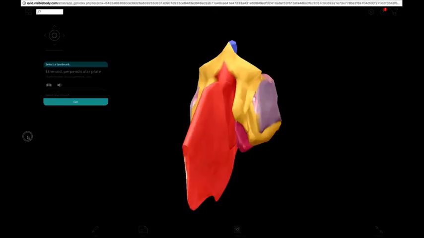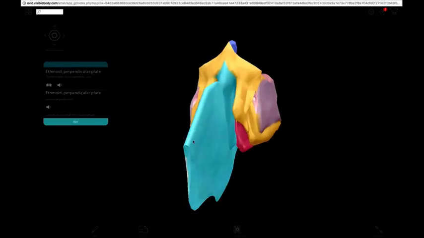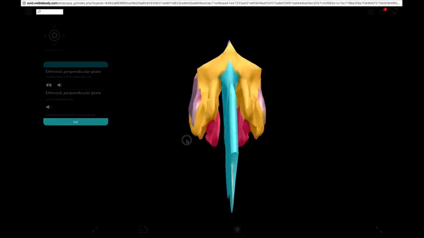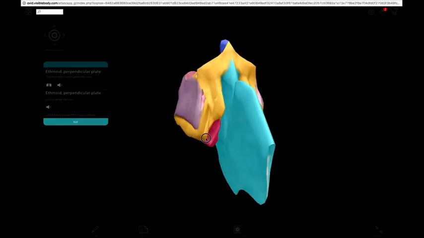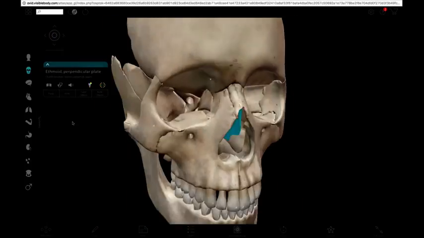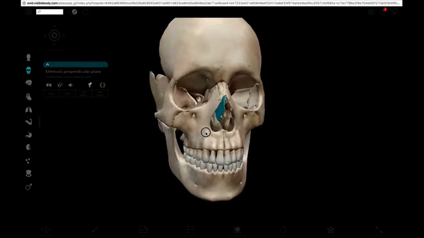If we look, it has this very vertical piece. This is known as the perpendicular plate of the ethmoid bone. This forms the posterior superior aspect of the nasal septum. So if we get rid of this, we'll put that back in the skull, you can see exactly where that is.